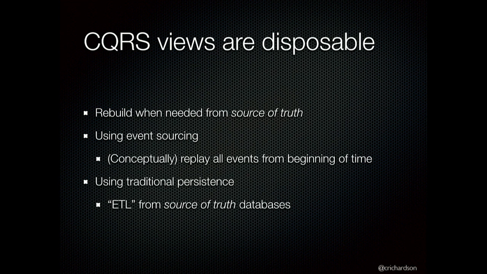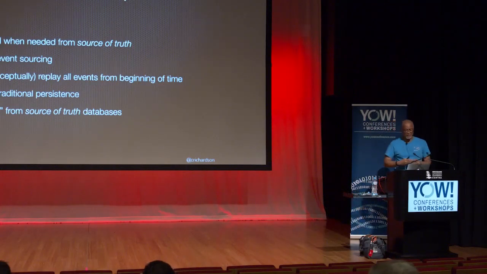Now, one interesting thing is that these views are actually disposable. If you suddenly decide, oh, this query needs to return an additional attribute that was not previously being stored by the view, you can just go and rebuild these views from the source of truth. If you're using event sourcing, which I'll talk about later, you conceptually replay all events from the beginning of time and rebuild the views. If you're using traditional persistence, you basically do an ETL out of all of the source of truth databases to reconstruct this view, and then use events going forward to keep it up to date.